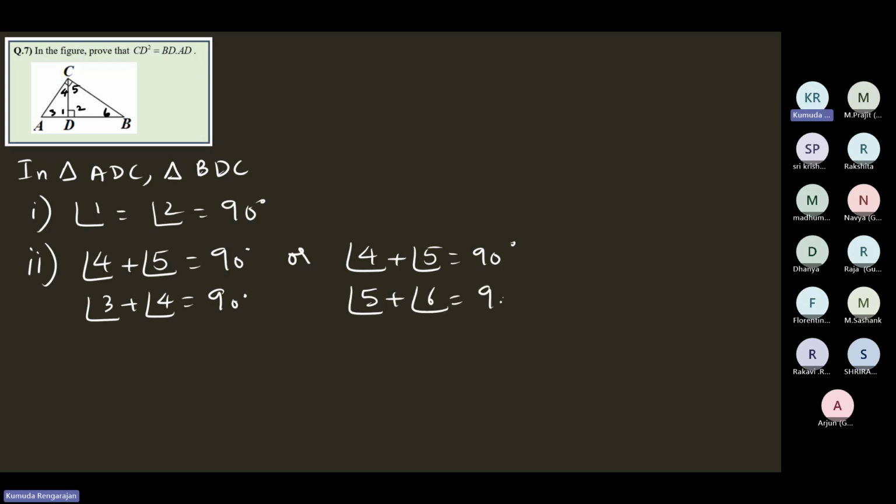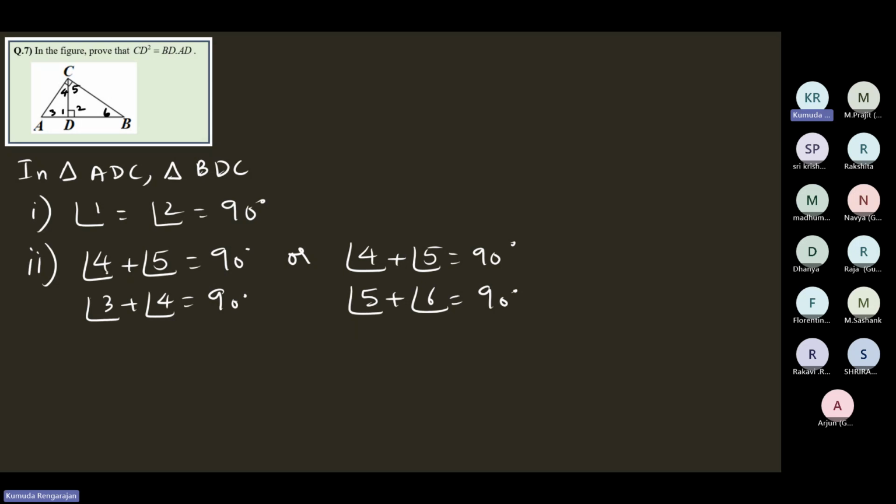You can see that 3 plus 4 is equal to 90, and 3 and 4 are of the same triangle. And when you write 5 plus 6 is equal to 90, 5 and 6 are of the same triangle. You must write 4 plus 5 is 90, and along with it you can write this or you can write this. Any one of these two.